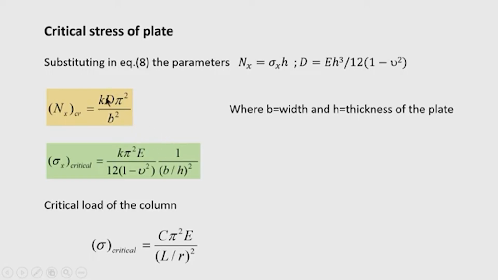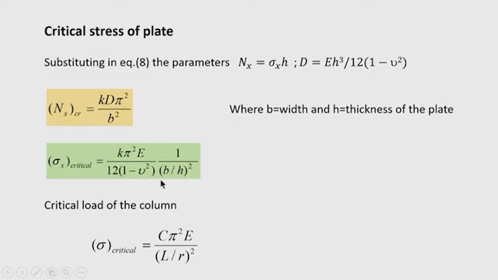Now, substituting D as E h cube by 12(1 minus mu square), where mu is the Poisson ratio, we can find that the critical stress becomes k pi square E divided by 12(1 minus mu square) times 1 by (b by h) square, because when the h cube term is there, for critical stress the division by h is necessary. So, h cube will become h square, and when we transfer it to the denominator, it will be in the form of b by h square.